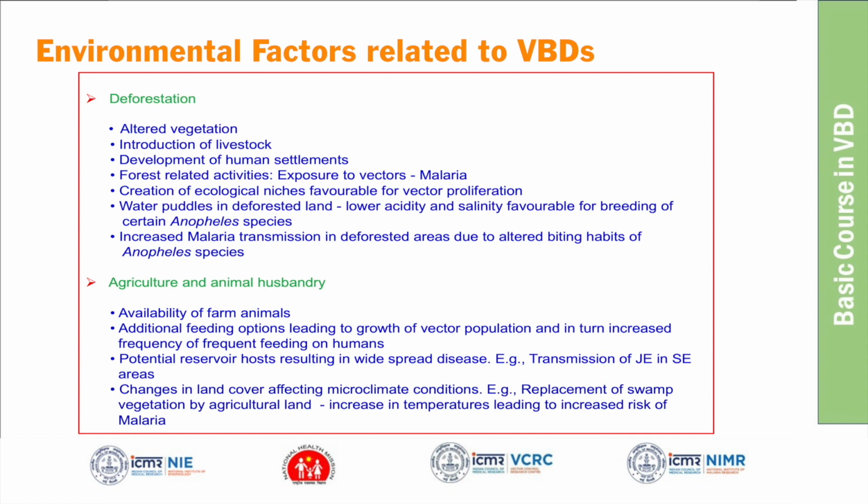And also this animal husbandry results in potential reservoir hosts, especially in viral infections, especially in JE, Japanese encephalitis. The pigs and the migratory birds play a major role in the transmission of the infection. And changes in the land cover also change the microclimatic conditions, like the reclamation of marshland for any other use. The habitat will change, the microclimatic conditions will change, and people will be exposed. The risk of malaria transmission would be more.